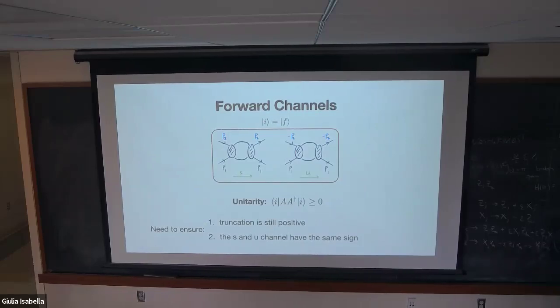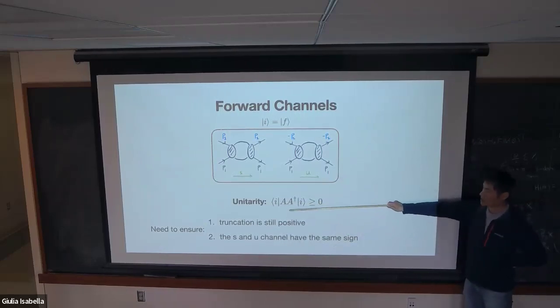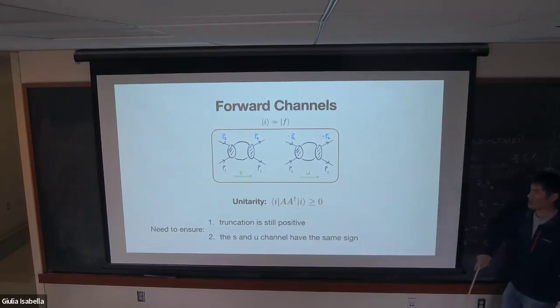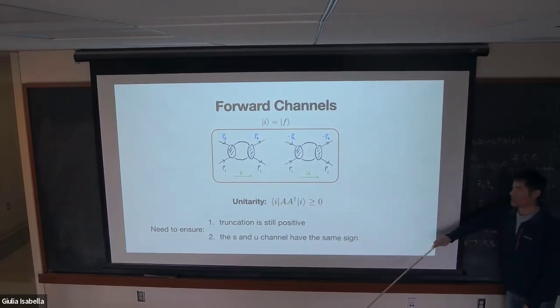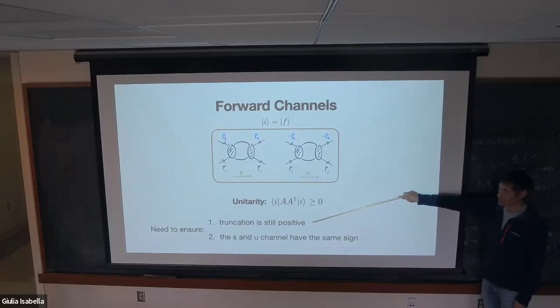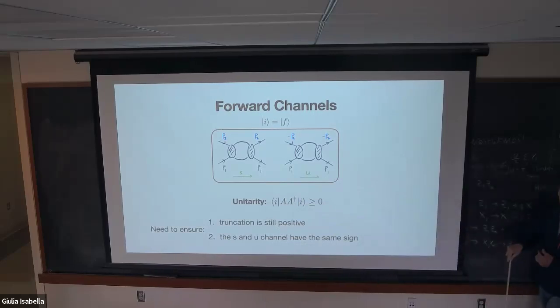So for the forward channel, you can sort of guess what's happening because, using the optical theorem, initial and final states are the same. So you just have a positive matrix. The only subtlety is that we're not looking at the full amplitude. We're looking at a certain part of the amplitude corresponding to a loop. So we're truncating this positive matrix, and you have to make sure that the truncation is still positive. And when you have S and U channels, you get the same sign between these two terms.